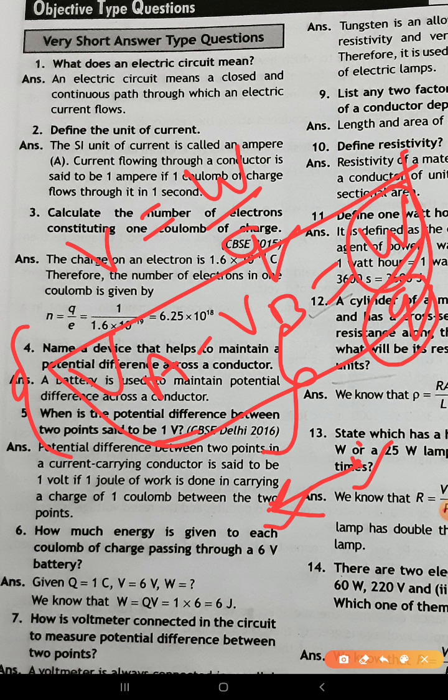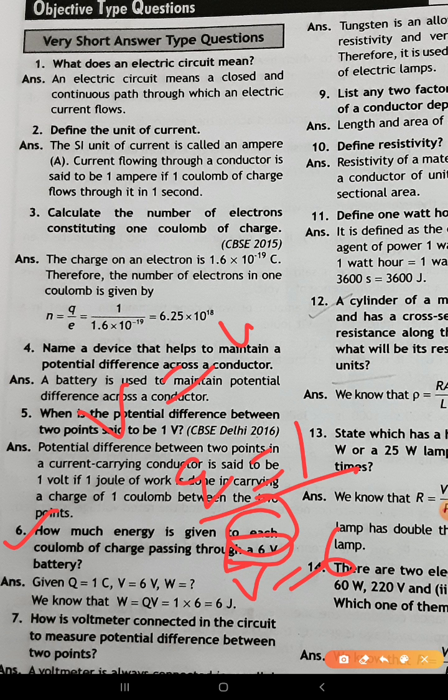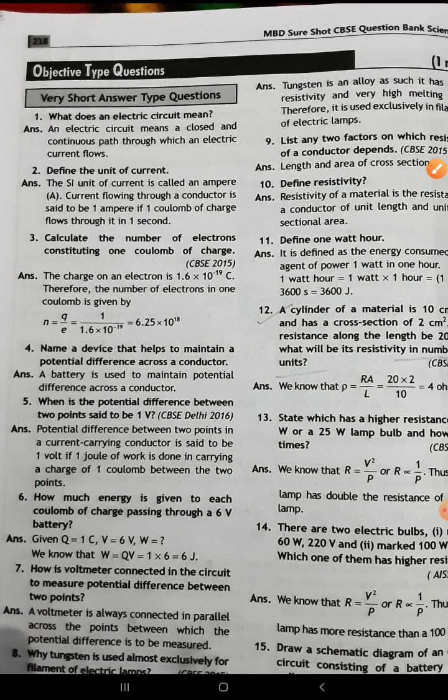Now you can see question number 6 here: how much energy is given to each coulomb of charge passing through a 6 volt battery? V is given as 6 volt. Each coulomb of charge means that Q is 1. So Q is 1 and V is 6. Using V equals W upon Q, as I already told you, this is the formula for electric potential. We have V as 6 volt and Q as 1 coulomb, so we can easily find the value of W.